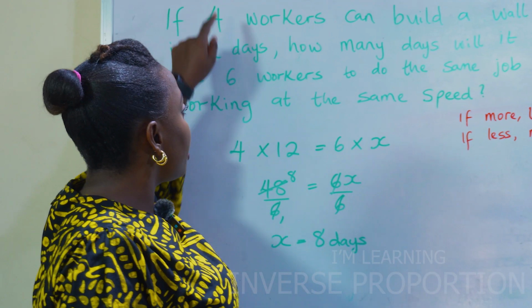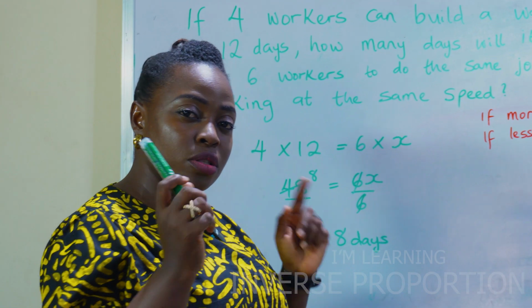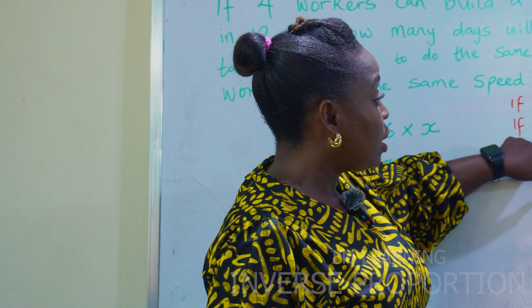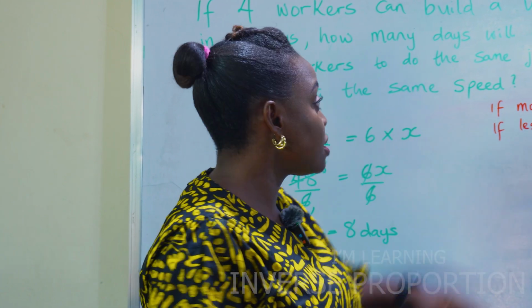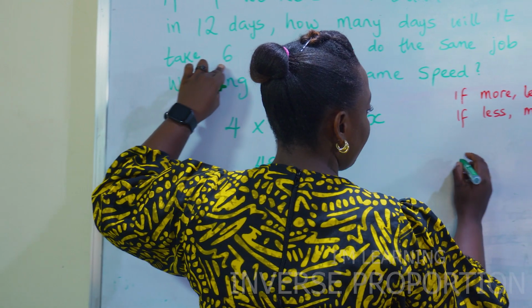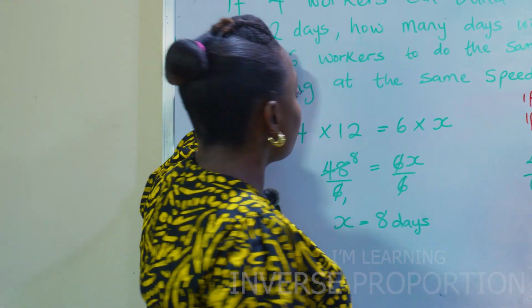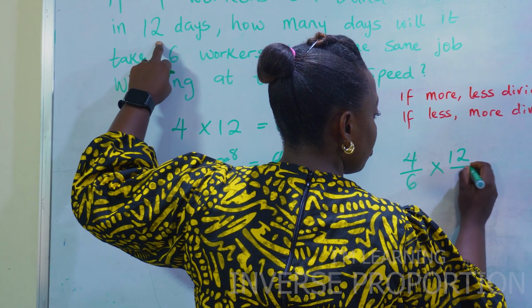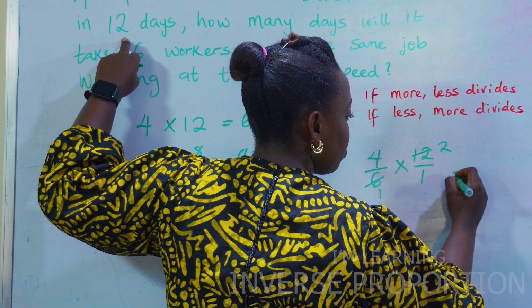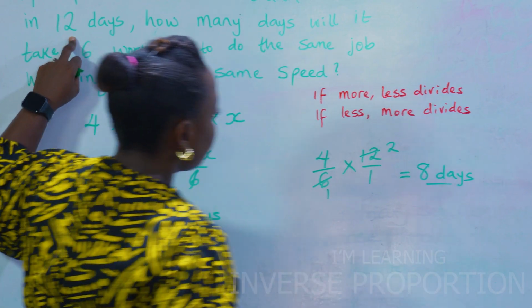Now, 4 workers would take 12 days to build that wall. Definitely, if 6 workers are working on the same wall at the same speed, it will take them less time. So we're here. If less, more divides. So that means more, which is 6, is going to be dividing 4. So I'm going to have 4 over 6 times the number of days it took the 4 men to build, 12 over 1. Now let's work it out. Remember, simplify, then multiply. 4 times 2 is 8. You will arrive at 8 days.